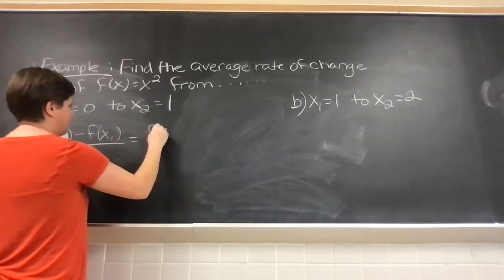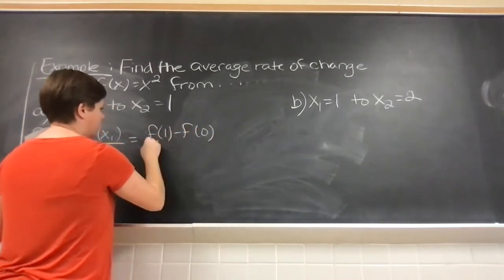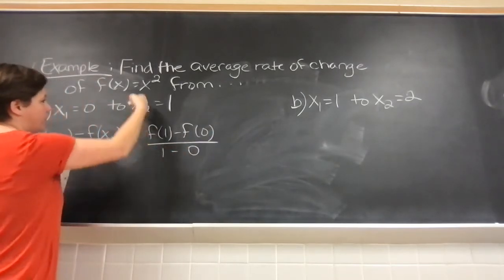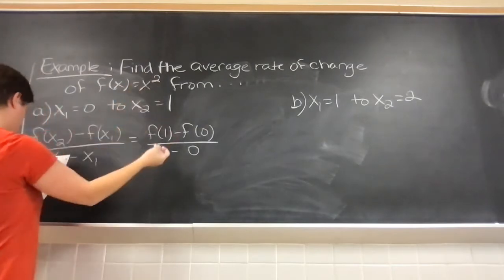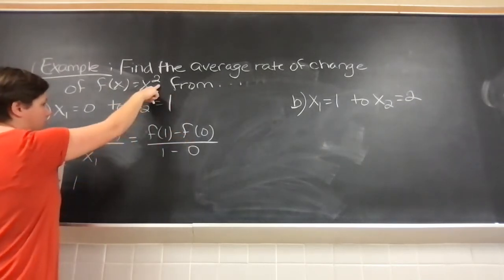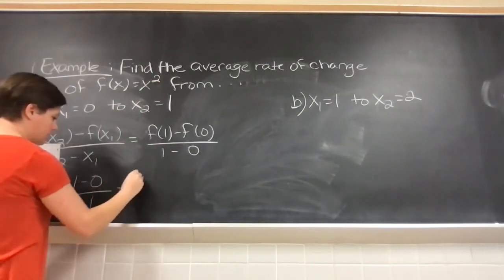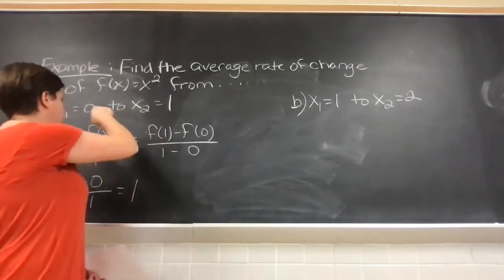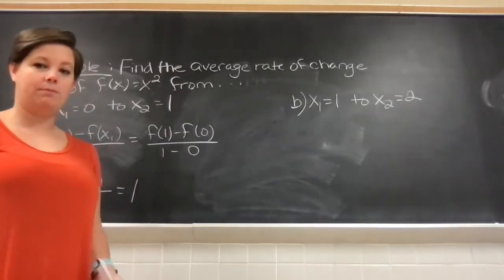So we have f of x2, which is saying f of 1 minus f of 0 all over 1 minus 0. Well, what is f of 1? If we plug 1 into our function, what are we going to get? Well, 1 squared, which is 1. If we plug in 0 into our function, we have 0 squared, which is 0. And that's all over 1. So we get 1 over 1, which is 1. So the average rate of change from 0 to 1 on the function x squared is simply 1.